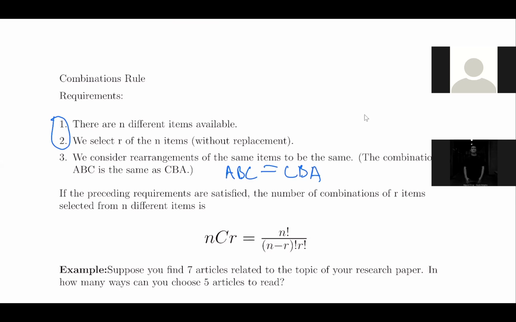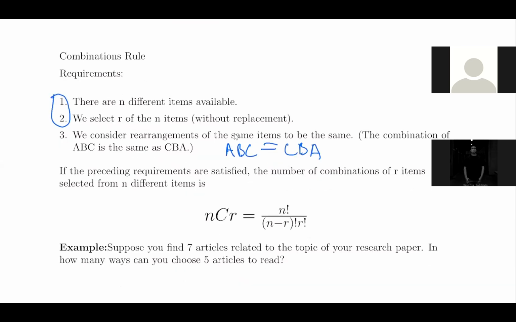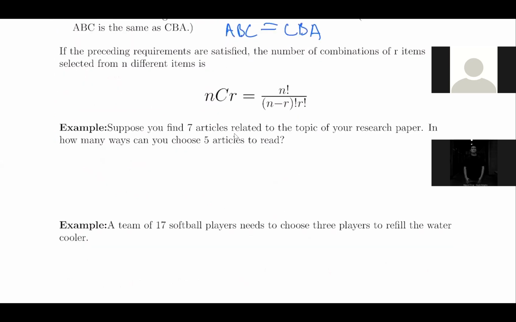Any questions so far on the difference between combination and permutation? No. Okay. So let's go straight to a problem. It says, suppose you find 7 articles related to a topic of your research paper. In how many ways can you choose 5 articles to read? For this one, how many articles do they have to choose from? 7.